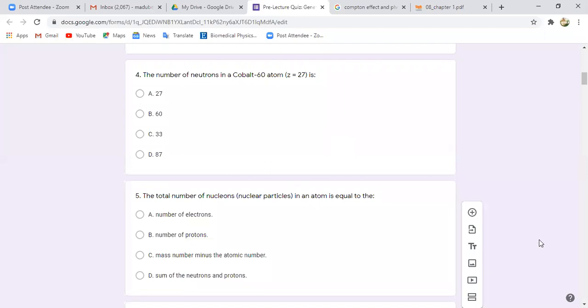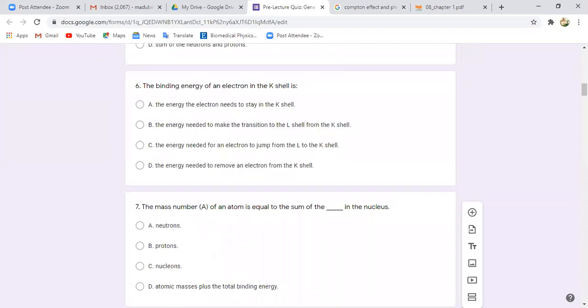Number 5, the total number of nucleon particles is equal to what? Is equal to D, sum of neutrons and protons. Of course, straight up. Number 6, the binding energy of an electron is indicated as what? Of course, this one is also straight up D: the energy required to remove an electron from the K shell.